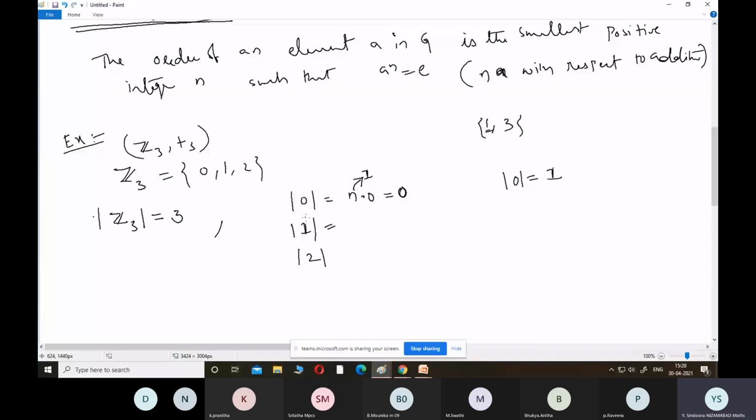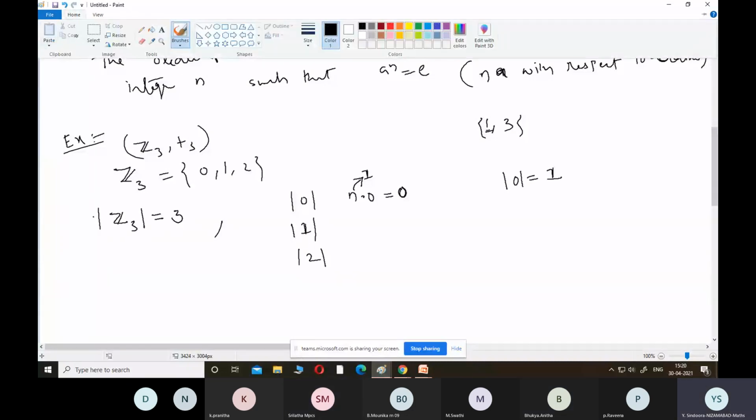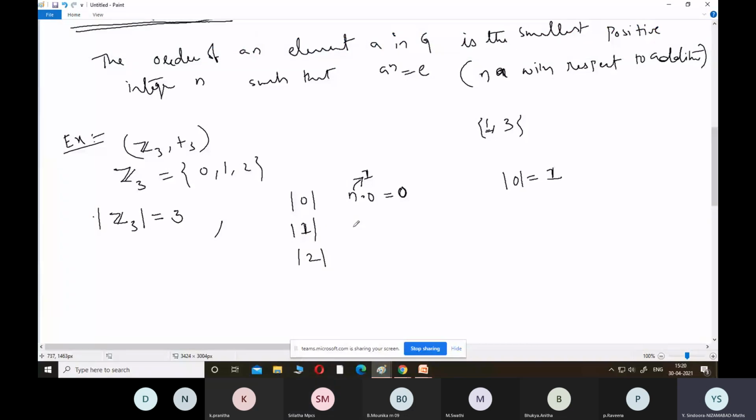So actually I'm not supposed to write equality. Right. Now, what is order of 1? The smallest positive integer such that it is equal to 0. That is n into 1 should be equal to 0 for us. So what am I supposed to put in place of n?